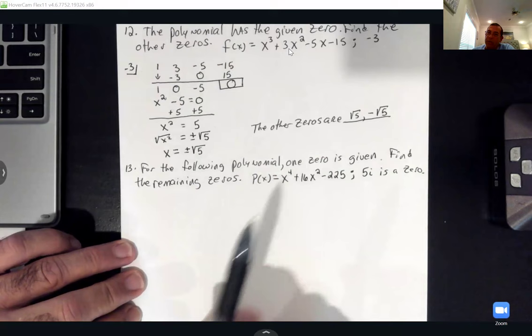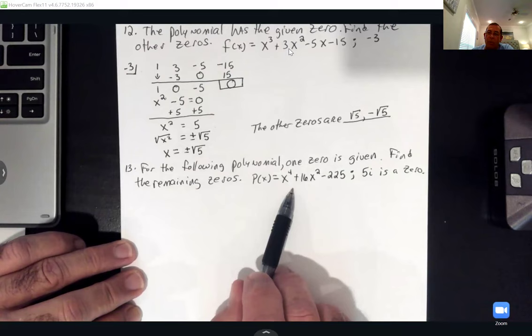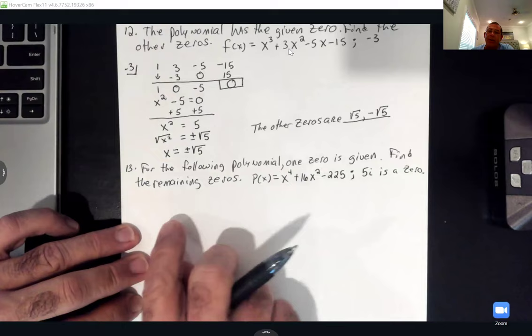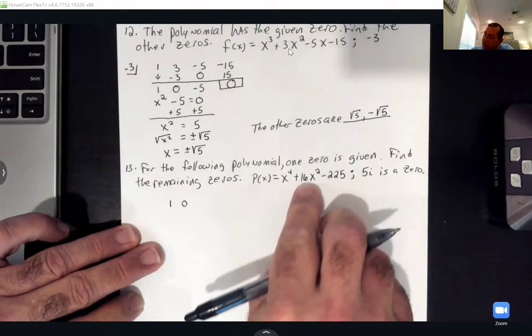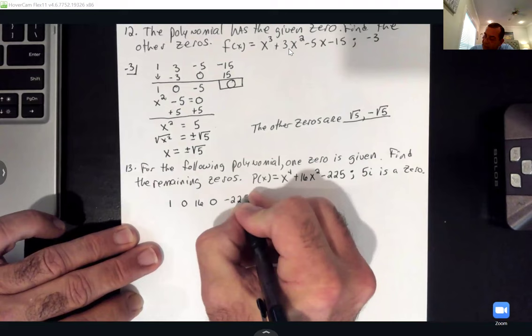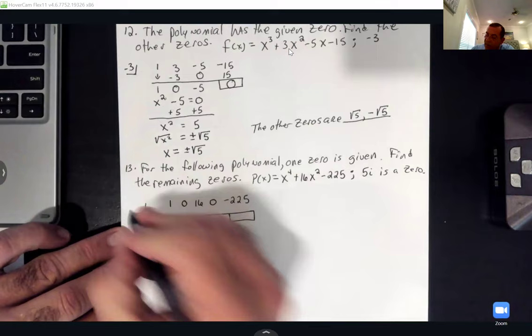Now notice, this one has the x to the fourth term. It's missing the x cubed, so we'll put a zero for it. It's got the x squared term. It's missing the x, so I'll put a zero for it, and then I got my number at the end. So your coefficients have to be a 1, 0, 16, 0, and a negative 225.